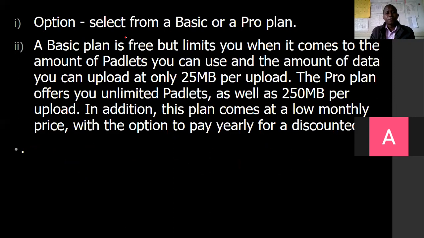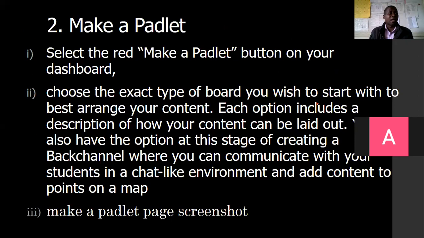It will bring you an option, and I will ask you to go for basic, avoid pro. If it's pro, it means you purchase more on the same. At the end of the month, you pay a particular amount, and therefore you get a particular number of MBs per upload, as well as 250 MBs per upload. So that comes at a price per month, and it has professional features compared to basic. The second thing to do is to make a Padlet.